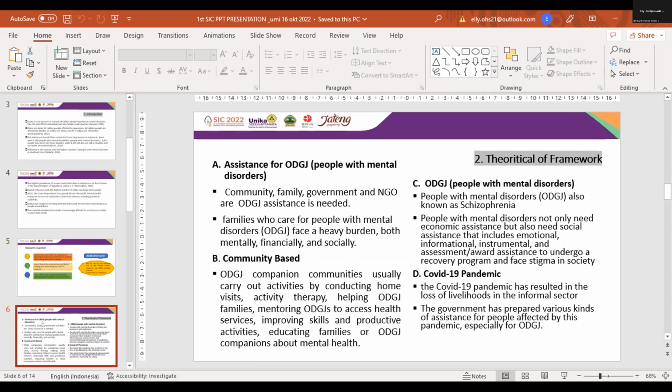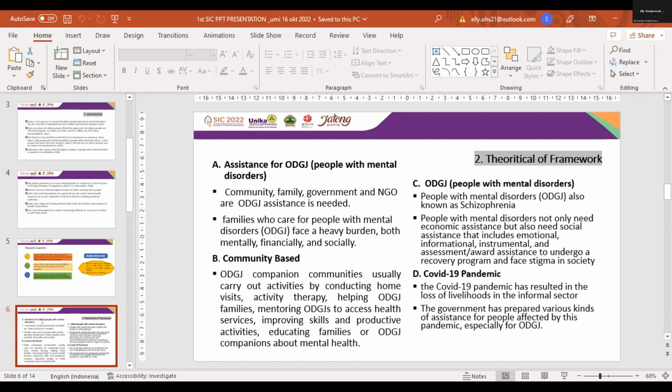For theoretical framework, A, about assistance for ODGJ, the community, family, government, and NGOs are needed for ODGJ's assistance. Families who care for people with mental disorders face a heavy burden mentally, financially, and socially. B, community-based. ODGJ companion communities usually carry out activities by conducting home visits, activity therapy, helping ODGJ families, mentoring ODGJs to access health services, improving skills and productive activities, and educating families or ODGJ companions about mental health.